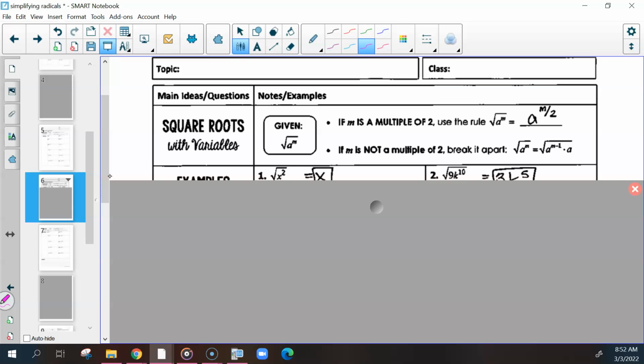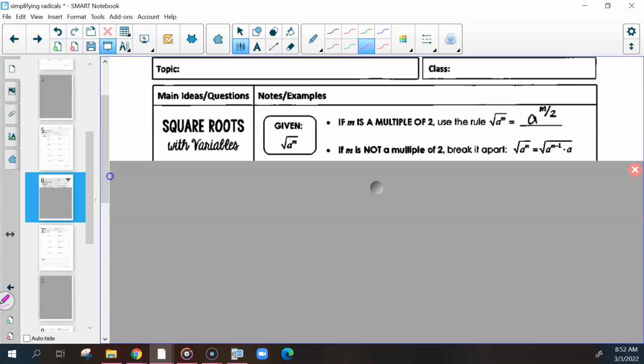If m is not a multiple of 2, we're going to break it apart. So the square root of a to the m will equal the square root of a to the m minus 1. We're going to subtract 1, and then have an a by itself. Again, in reality, that does not make a whole lot of sense, but we're going to do this.